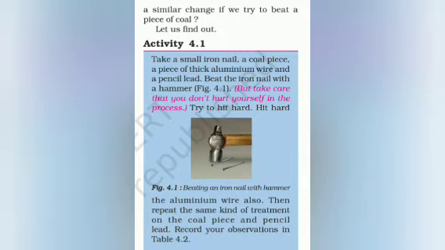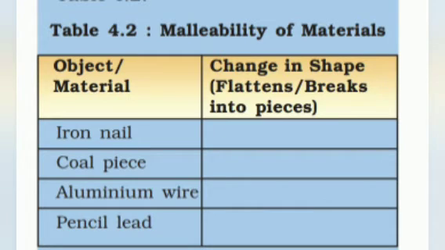Would you expect a similar change if we try to beat a piece of coal? When we beat a piece of coal, it will immediately break because it is not at all hard. So here in Activity 4.1 they have taken an iron nail, aluminium wire, pencil lead and a coal piece. What you have to do is break them with a hammer and heat them. With the aluminium wire, after repeated beating, the wire becomes flat.